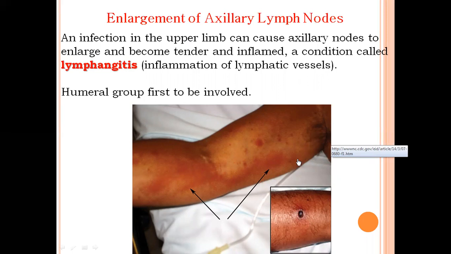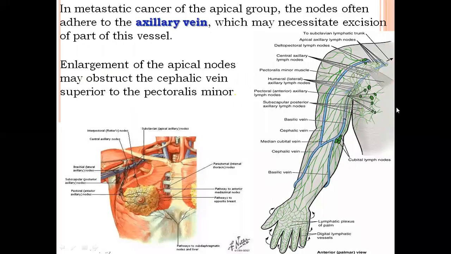If it is inflammation of lymphatic vessels, we call it lymphangitis. In the previous class on the lymphatic system, I told you if lymph nodes are enlarged, it is called lymphadenitis. Because now the upper limb is involved, the humeral group of lymph nodes are involved. So these are all axillary group of lymph nodes.